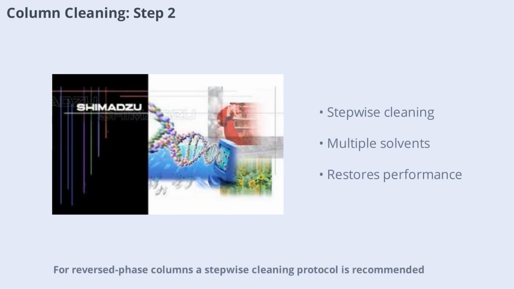For reversed phase columns, a stepwise cleaning protocol is recommended. Start with mobile phase without buffer salts, then wash with methanol or acetonitrile, followed by THF or isopropanol, hexane, and back to methanol or acetonitrile. This sequence ensures removal of a wide range of contaminants and restores column performance.